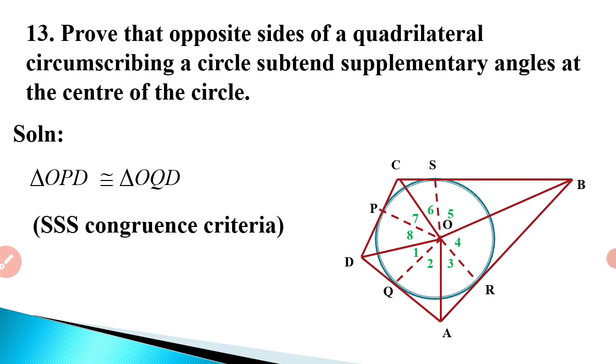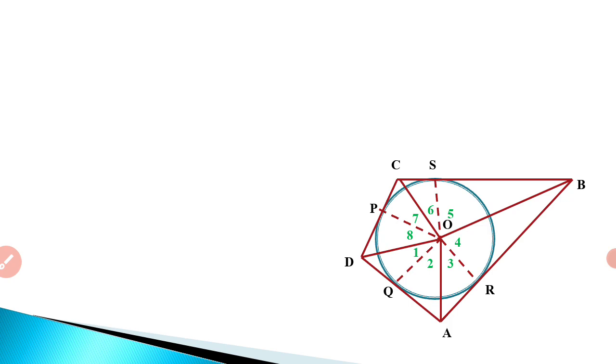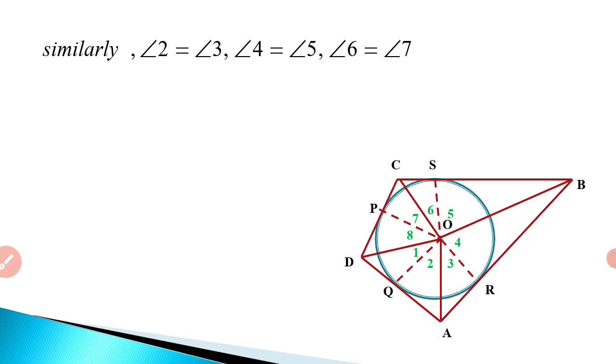And that is how I can say that angle 1 and 8 are equal. We have numbered the angles to simplify things. Naming it becomes quite easy. So angle POD equal to QOD, which means angle 1 is equal to angle 8. Similarly, when I consider triangles OQA and ORA, I can say that angle 2 is equal to angle 3, angle 4 will be equal to angle 5, and angle 6 will be equal to angle 7.